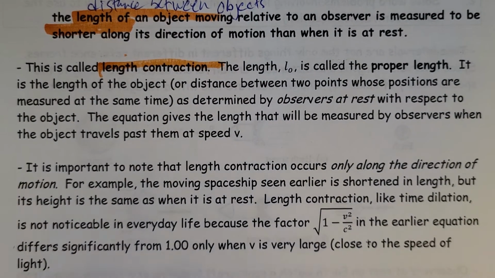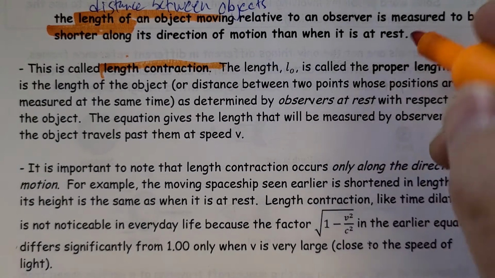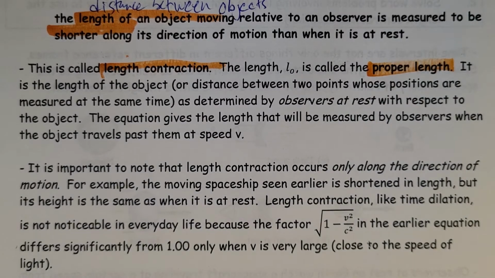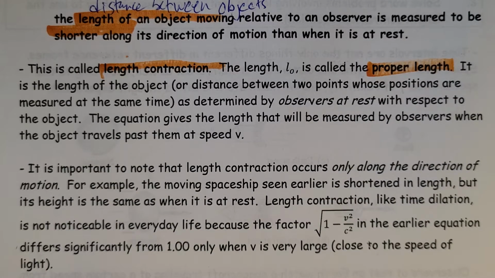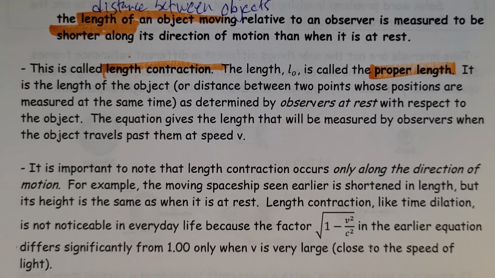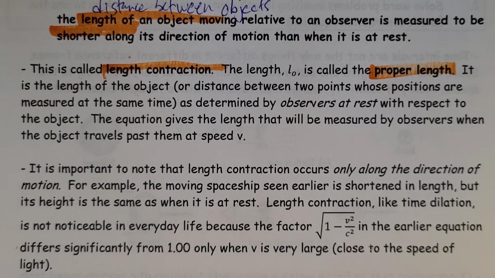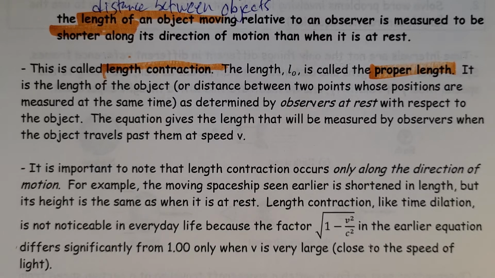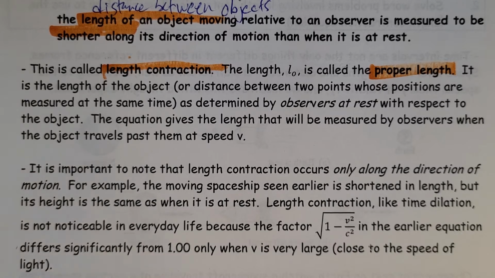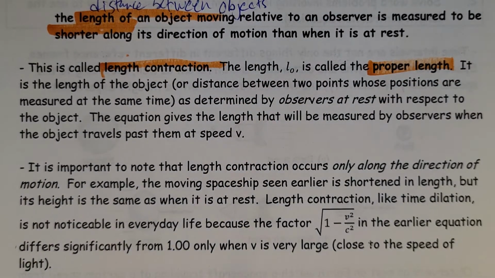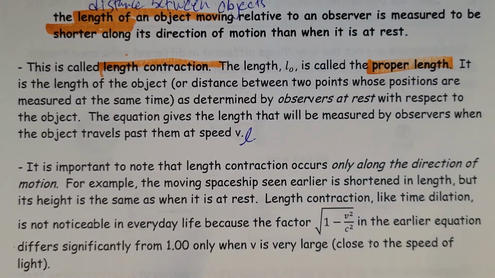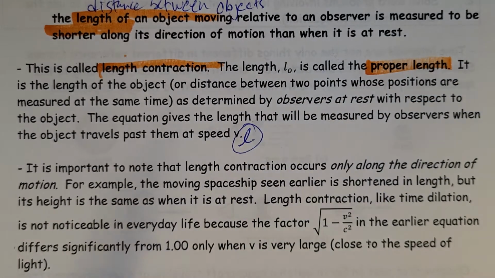The length L naught is called the proper length. It is the length of the object, or the distance between 2 points whose positions are measured at the same time, when we're at rest, as determined by observers at rest with respect to the object. So one equation gives the length that would be measured at rest, and the other equation gives the length that will be measured by observers when the object moves past them at speed v. That is L. That will be the contracted length, or the smaller length.